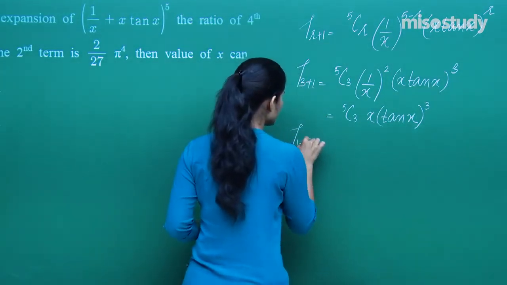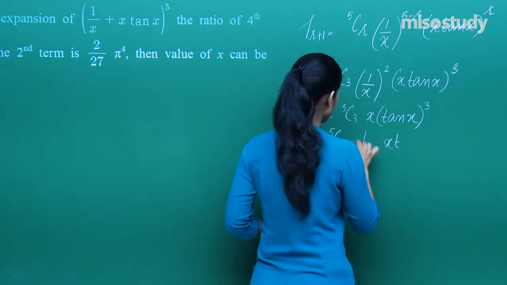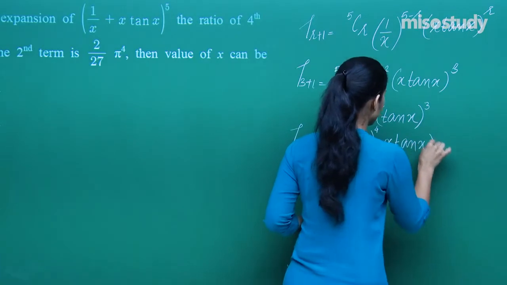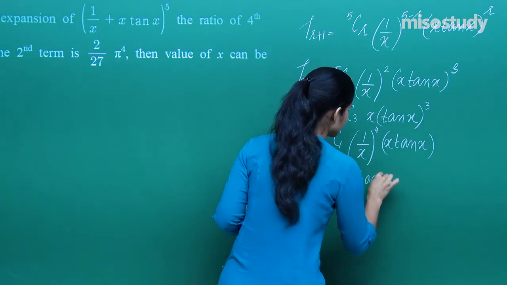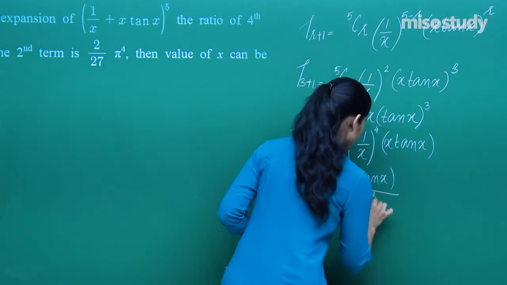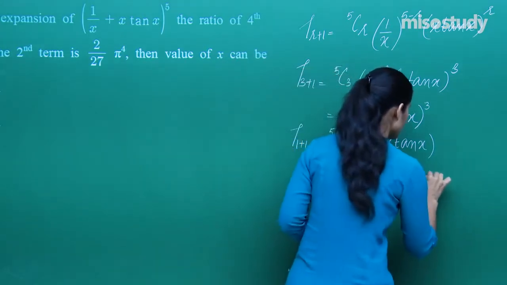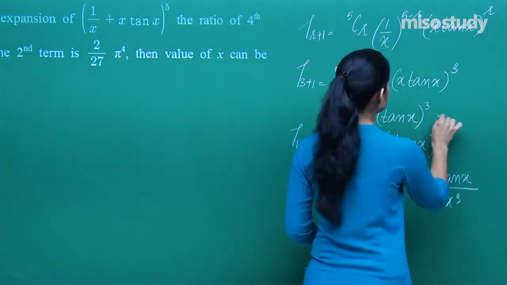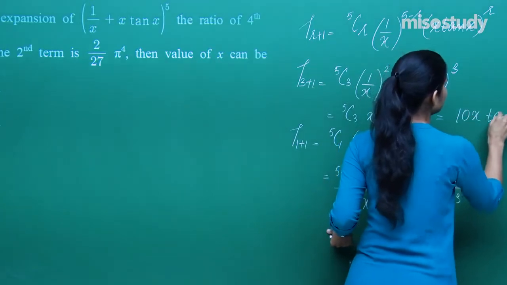What the second term is? 1 plus 1. So this is 5C1, (1 by x) to the power 5 minus 1, that is 1 by x to the power 4 actually, (x tan x) to the power 1. So from here you get 5C1 tan x whole upon x cube. What is 5C1? 5 factorial upon 1 factorial into 4 factorial. So this gives you 5 tan x whole upon x cube, and this gives you 5C3. 5C3 is nothing but 10. So this is 10x into tan cube x.